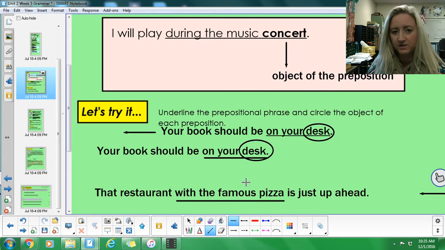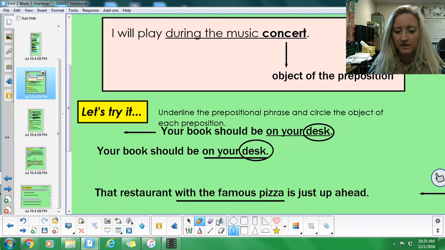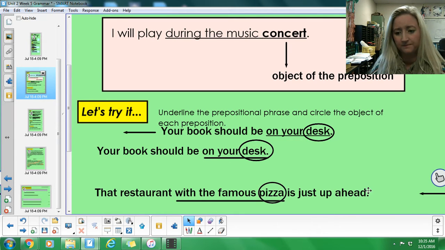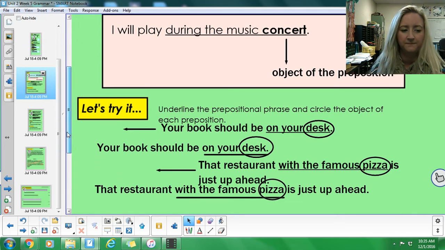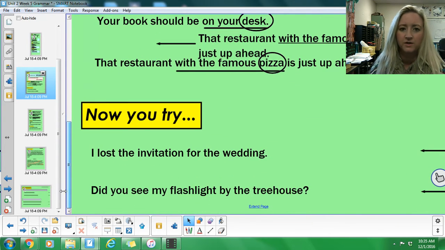So here's my prepositional phrase. And again, I'm not going to circle the preposition this time. I'm circling the noun or pronoun that follows at the end. That's called the object of the preposition. Yep, did it right. So let's try just two more before you try your page.